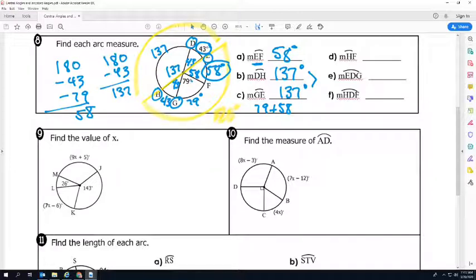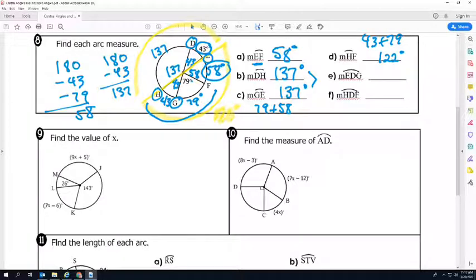All right, the measure of arc HF. Let's see, this is getting so busy. The measure of arc HF, this goes from here to here. Again, it's got to be the shortest distance between those two because you're only using 2 letters. So we're going to add 43 plus 79, and I get 122 for that.